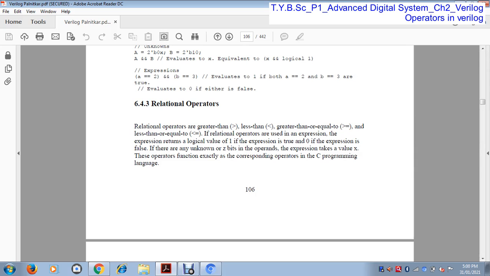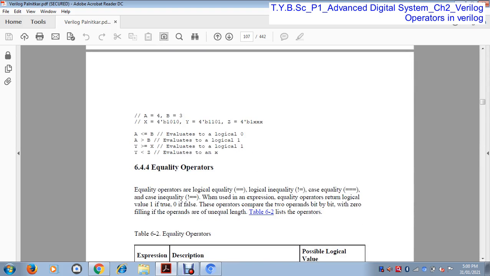So whenever we use a relational operator in a particular expression, the expression returns a logic value 1 if the expression is true, and 0 if the expression is false. That means if the expression is true, then it gives the value 1, and if the expression is false, it gives the value 0. Okay, so here a is equal to 4 and b is equal to 3.